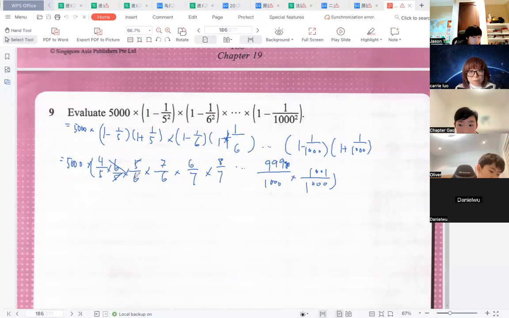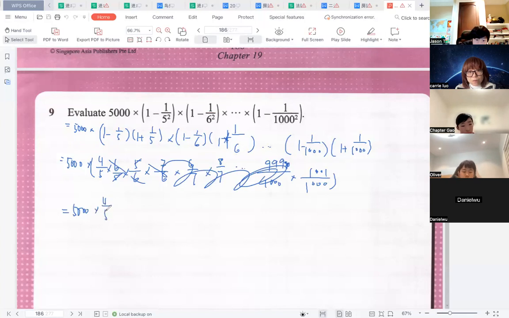Right? So all of them are gone, actually, the middle part. So the left side is 5,000 times 4 over 5 times 1,001 over 1,000. So you can say 5,000 is gone. So the answer is 4,004. So that's the answer.